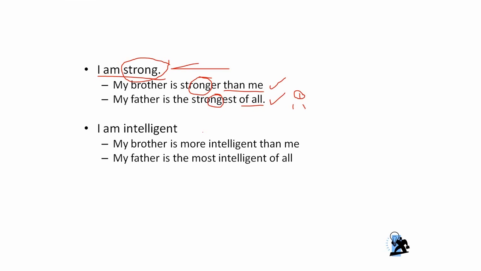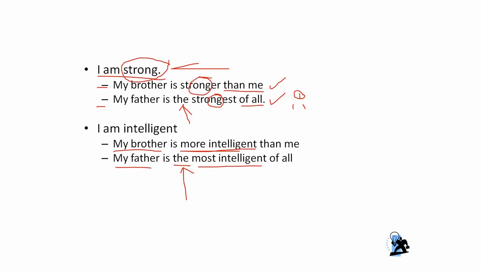I'm intelligent. I'm using the same references as brother and father here also. My brother is more intelligent than me. My father is the most intelligent. Look, I use the word the for superlative degree, and it's a must that you use the for superlative degree. Okay, the strongest, the most intelligent of all.